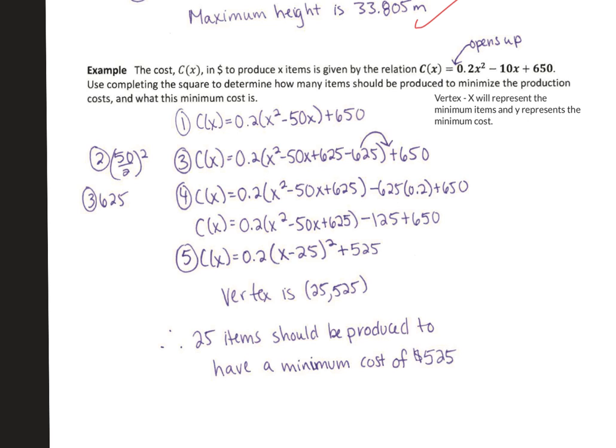Again, read through this example, make sure you can follow the steps for completing the square. Then once you get to the bottom, you can pull out your vertex, remembering that that negative 25 becomes a positive, and the 525 keeps its sign. So it would be 25 items should be produced to have a minimum cost of $525. Make sure you read through those steps for completing the square. You can do them with a word problem.